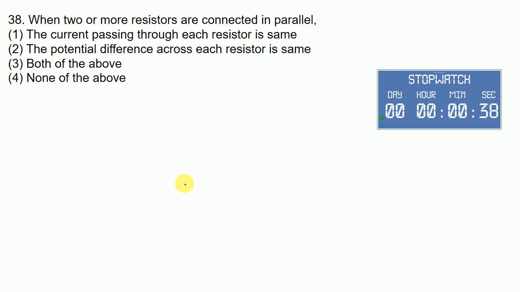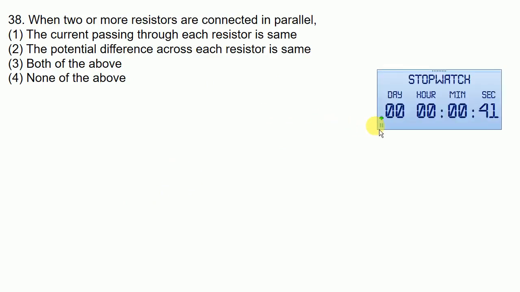Next, when two or more resistors are connected in parallel, then, come on, very easy, only 10 seconds. Okay, current passing through each resistor is same. Current passing through each resistor is same. Potential difference across each resistor is same.